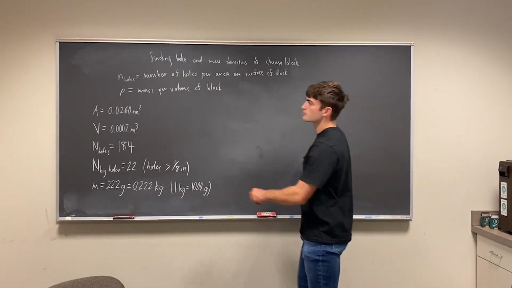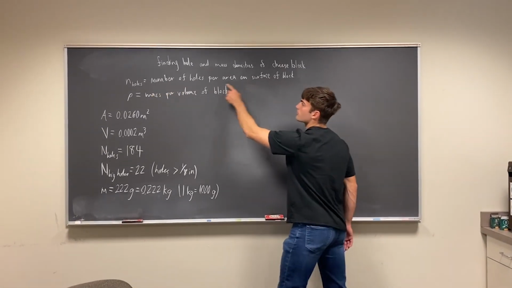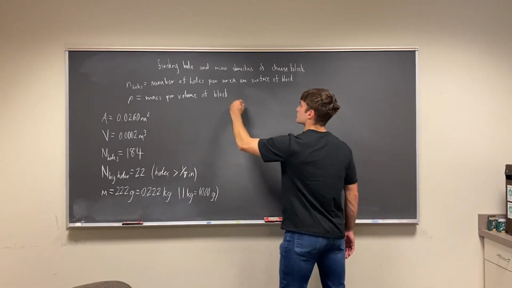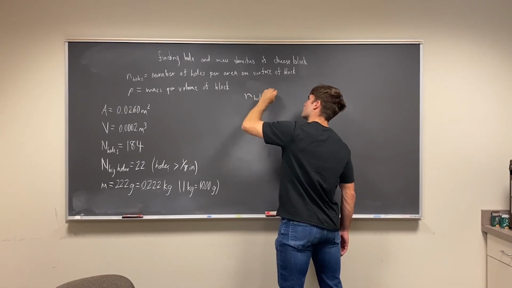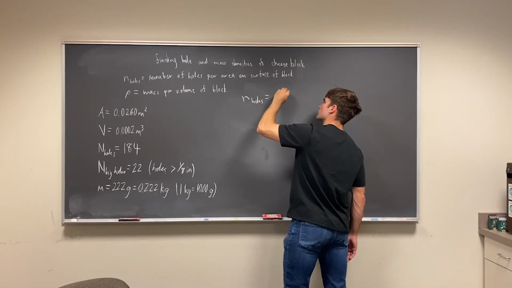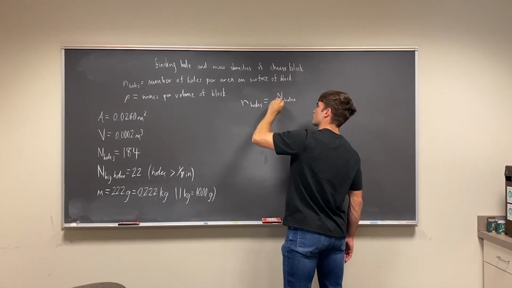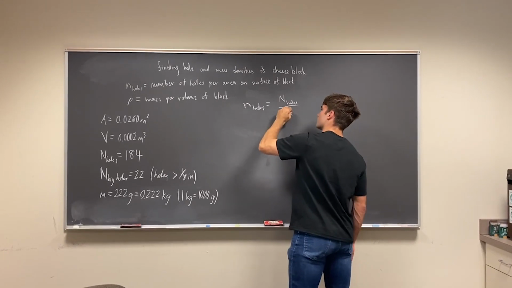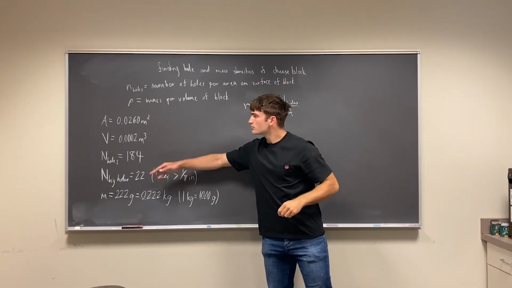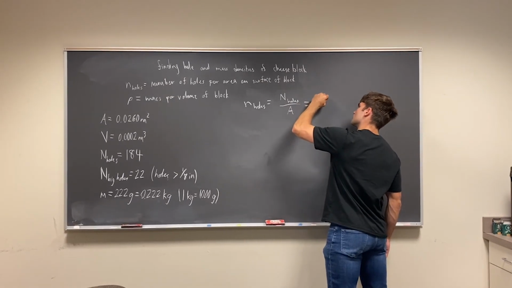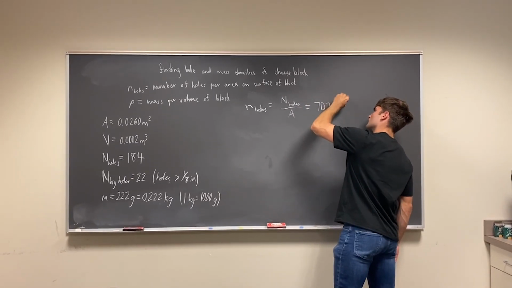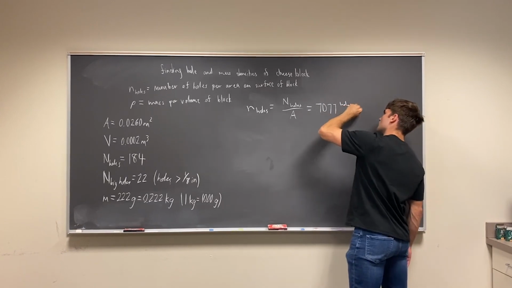Now we can determine the hole and mass densities of the cheese block, and we'll start with the hole density. That's simply the number of holes per unit area. Assuming a uniform hole density, that's going to be equal to the total number of holes divided by the surface area of the block. When we solve for that, that comes out to 7,077 holes per square meter.